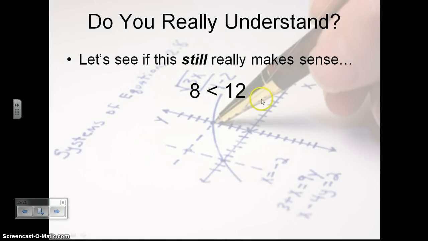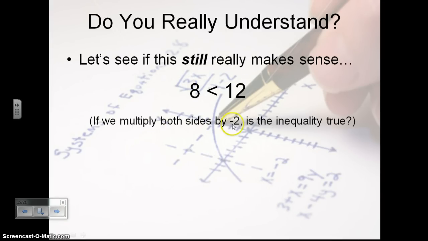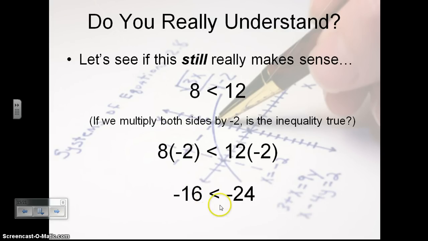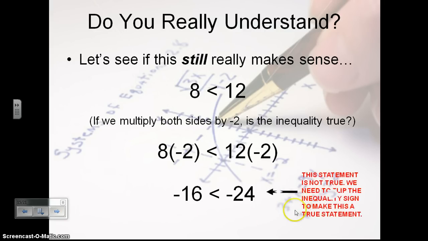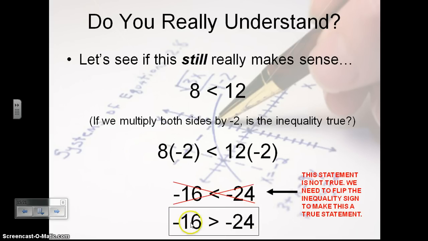We have 8 is less than 12 again. Now we're going to multiply both sides by -2. Well, then we have -16 is less than -24. Hold on, that's not true anymore. Because remember, with negative numbers, the one closest to 0 is the greater number. So we should actually flip our inequality, and it should be -16 is greater than -24. So you need to flip the inequality to make this a true statement.